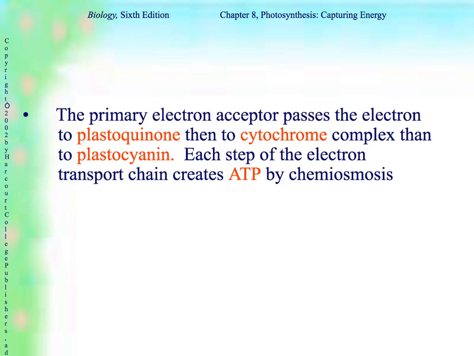Now there is a name to this primary electron acceptor. You don't have to worry about that. But this primary electron acceptor is going to take that electron, it's going to pass it to plastoquinone, and then it's going to pass it to cytochrome complex, and then it's going to pass it to plastocyanin. So this is part of the electron transport chain, where the electron just keeps going from one step to another step, to another step, to another step. Each step of this electron transport chain is creating ATP by chemiosmosis.